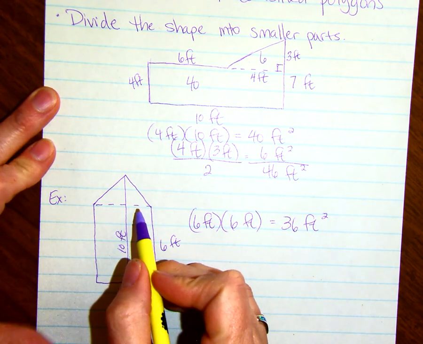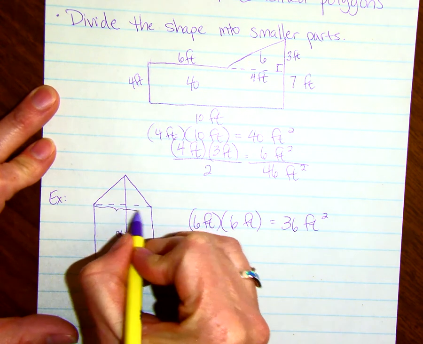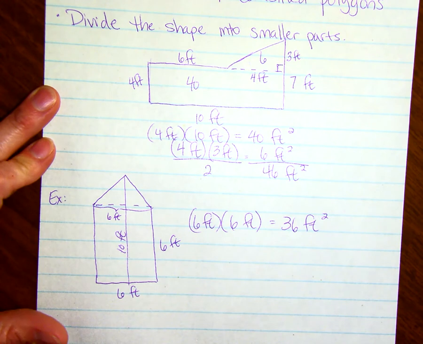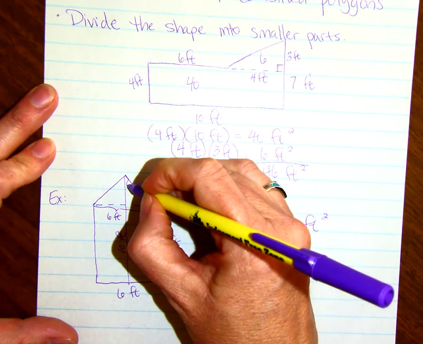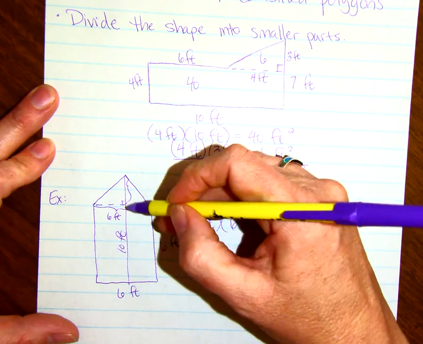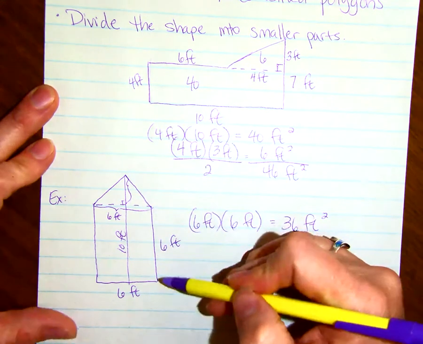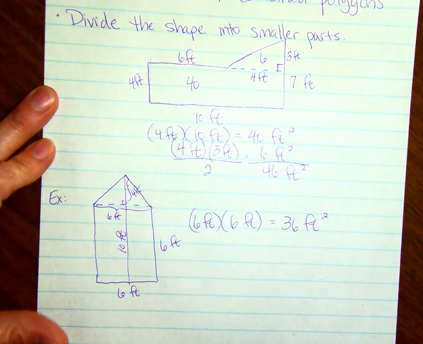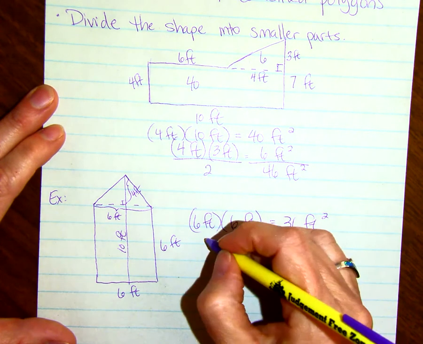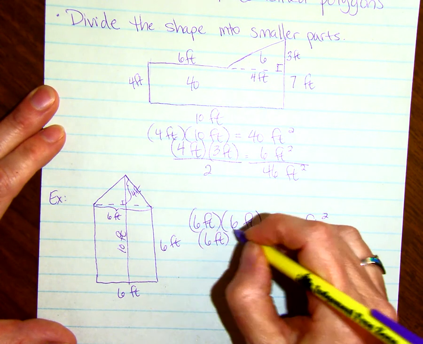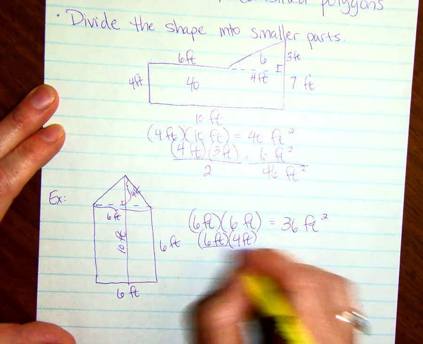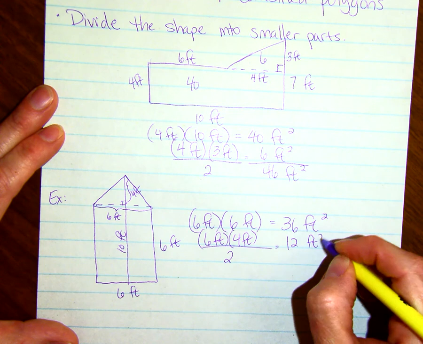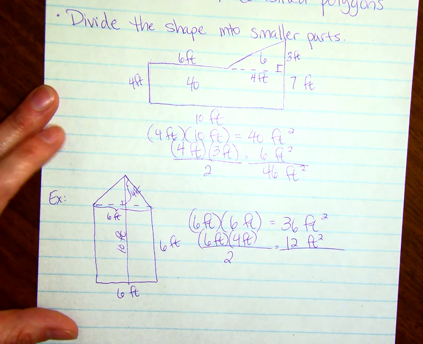The triangle, we do base times height. So the base is this part right here, which is 6 feet, same as the bottom of the figure. And the height is just the perpendicular distance straight up. So since this is 6 feet, the whole thing's 10, our height is 4 feet. So we have to remember for a triangle, it's 6 feet times 4 feet, and then we have to divide by 2. So that will be 12 feet squared, and we add those together.